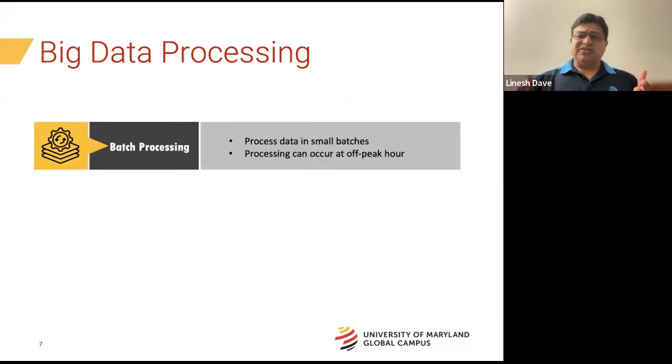So as far as the processing goes, we talked about the different types of processing, and you went through your reading as well. The first and foremost is batch processing, which doesn't need any introduction. It processes data in small batches, and processing can occur at off-peak hours. So nothing more to add there, right?